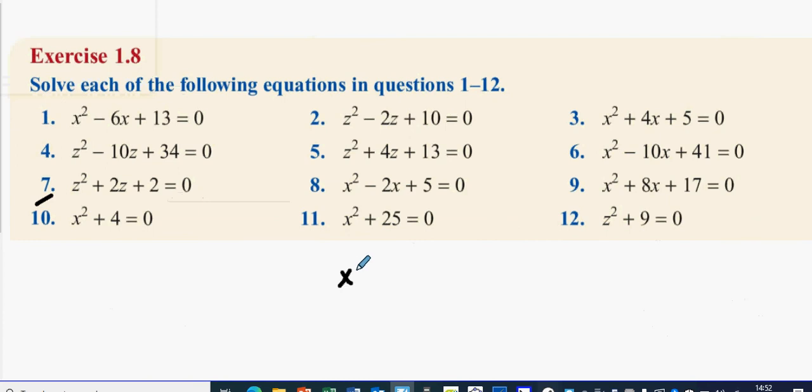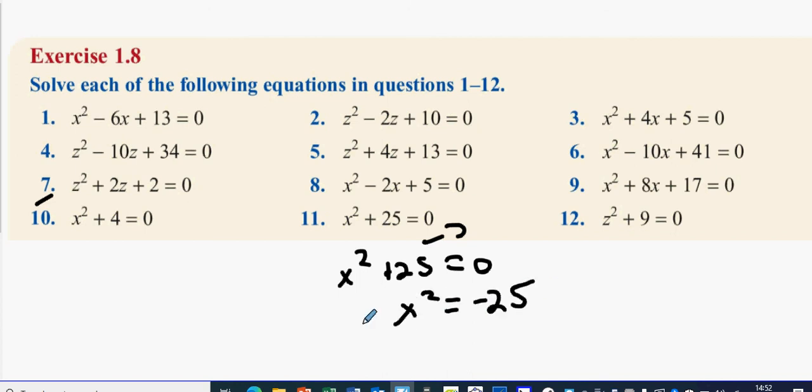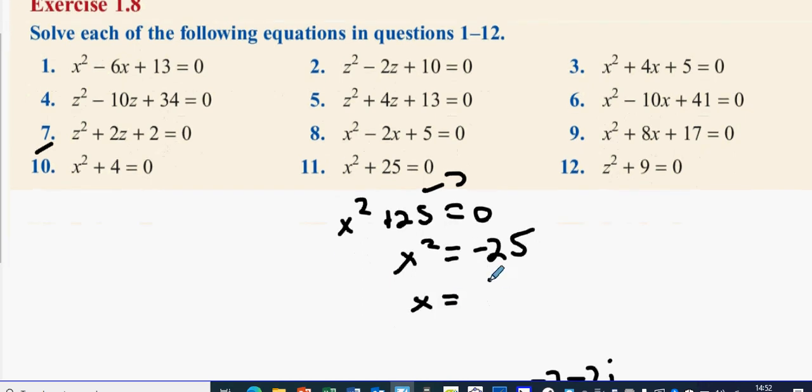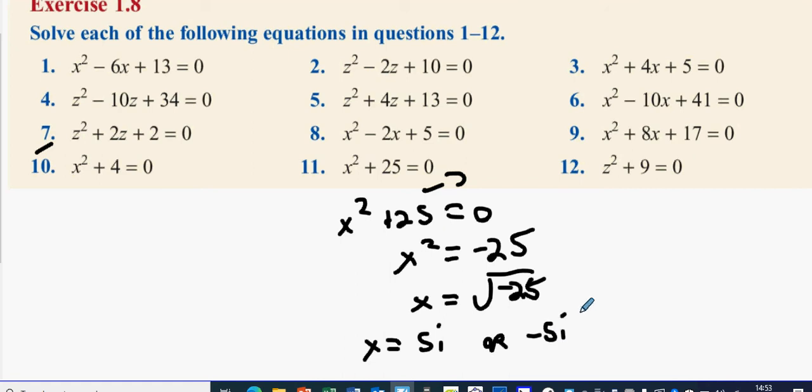You do x squared plus 25 equals 0, no bother. Move the 25 to the other side. x squared equals minus 25. Square root both sides, and what happens? x equals the square root of minus 25, which is 5i. Now, unfortunately, there's a plus or minus out here, so the answer is actually plus 5i or minus 5i. There's a plus or a minus. Yep. Will you guys do question 12 now?